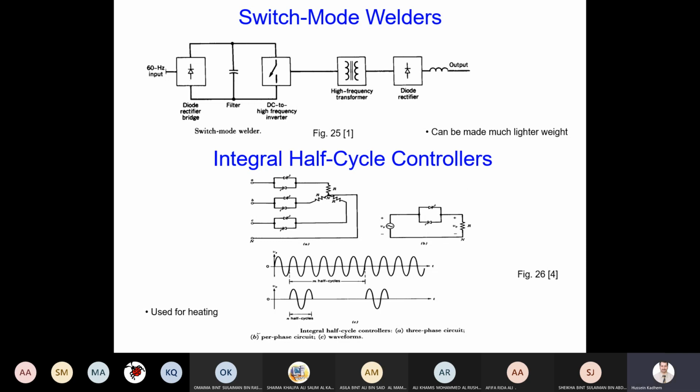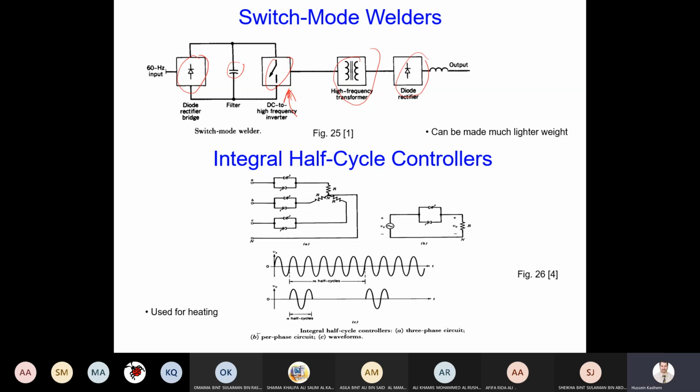For switch mode welding, because they want control, sometimes they use a rectifier, capacitor, inverter, and then a high frequency transformer, and then a diode rectifier to rectify again. But they make the control here. All this process is just to control the output. They control it from here. This one is better than the conventional one, because here we have more control on the welding.